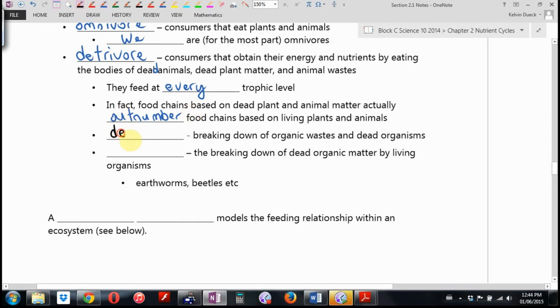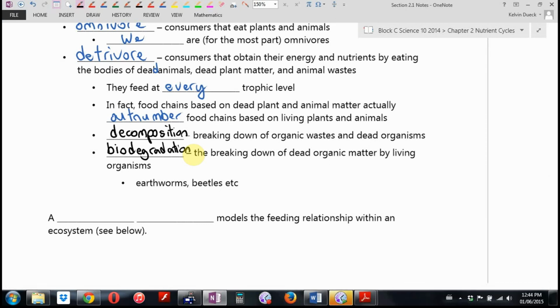So we have the word decomposition. That's the breaking down of organic wastes and dead organisms. And then we have degradation. That's the breaking up or breaking down of dead organic matter by living organisms: earthworms, dung beetles, maggots, all that yummy fun stuff.